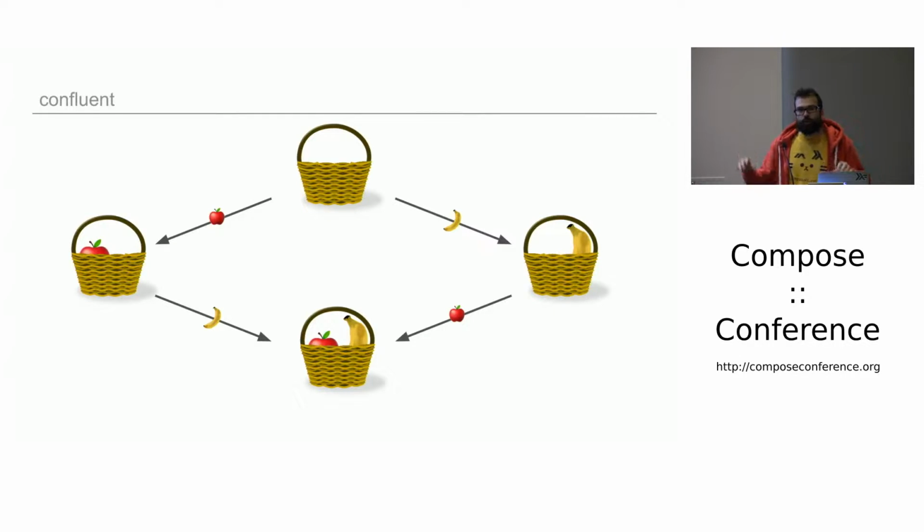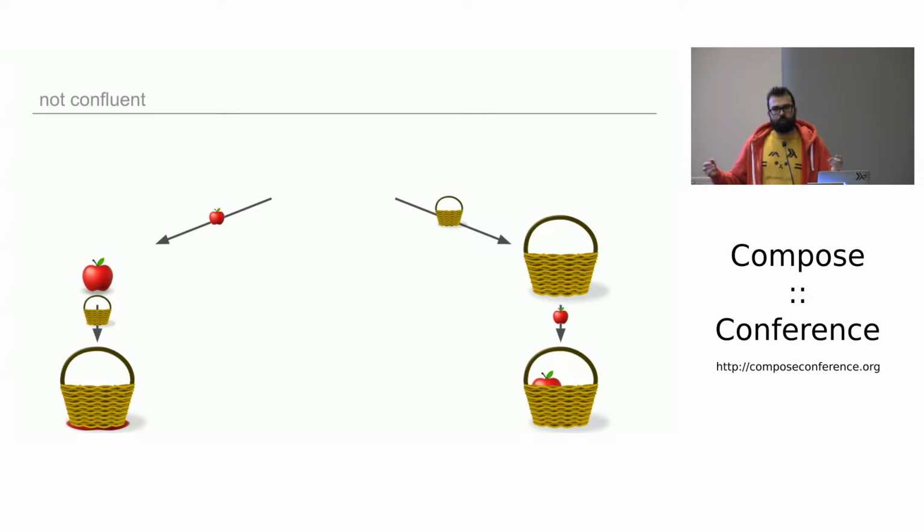In either of those orders, at the end, I have the same result, a basket with both an apple and a banana. And so the property I'm interested in is when I am faced with this choice, I have to choose in which order to do things, then it shouldn't matter. With all of the orders in which I can do that, I get the same result in the end.